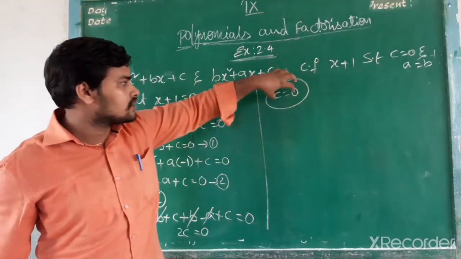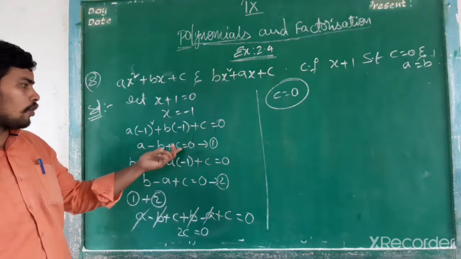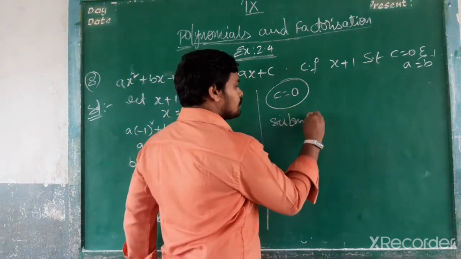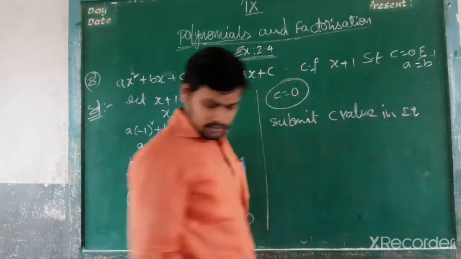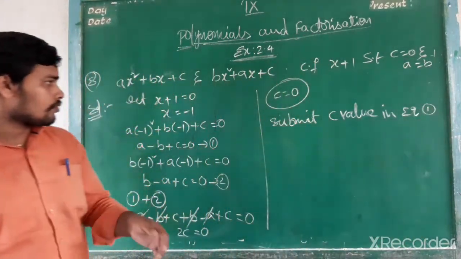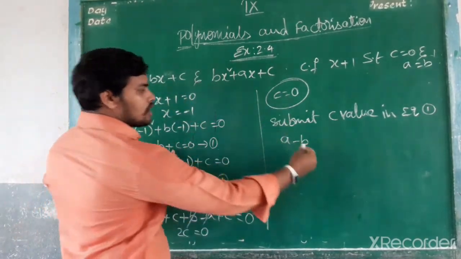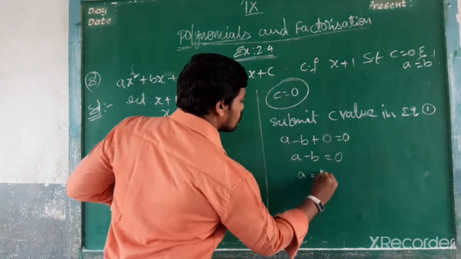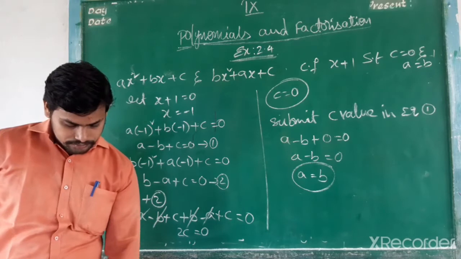Now simply substitute the c value 0 in either equation 1 or equation 2. I have to substitute in equation 1. a minus b plus c. What is the c value here? c value is 0. So a minus b equal to 0. a equal to b. Okay, these are the two methods. Next, ninth one.